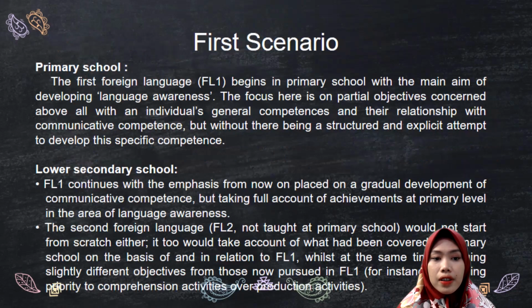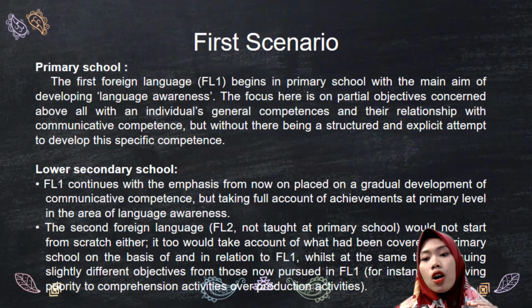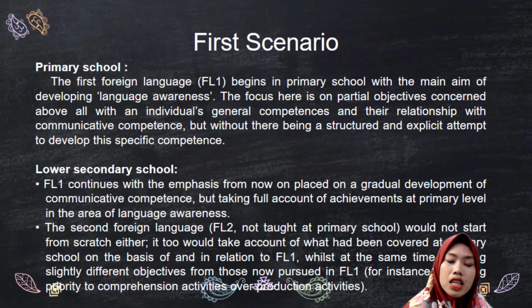Okay, this is the first scenario at the primary school level. The first foreign language begins in primary school with the main aim of developing language awareness. The focus here is on partial objectives concerned above all with an individual's general competences and their relationship with communicative competence, but without there being a structured and explicit attempt to develop this specific competence.